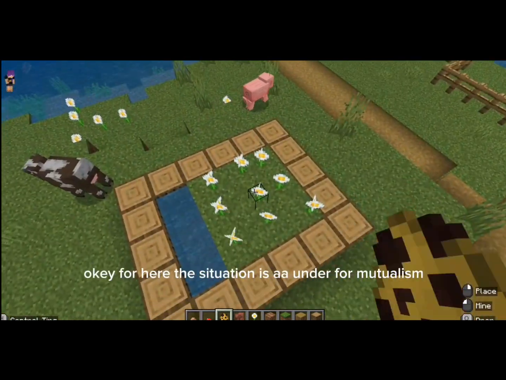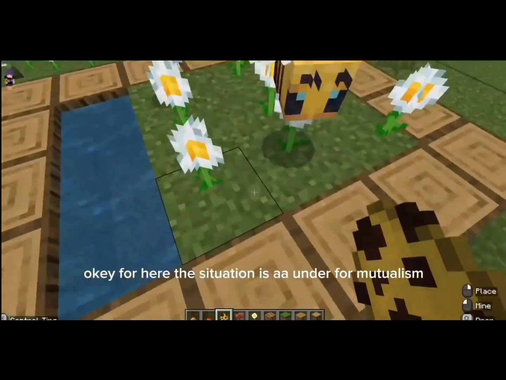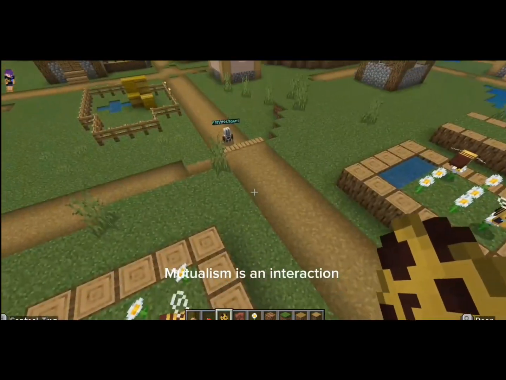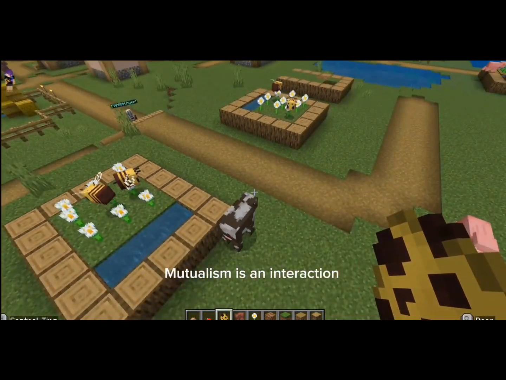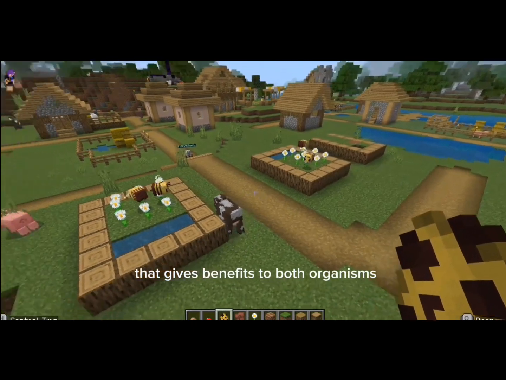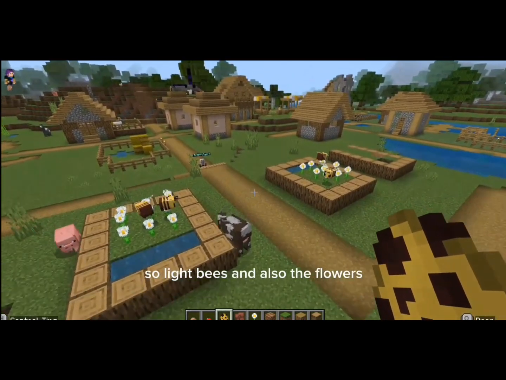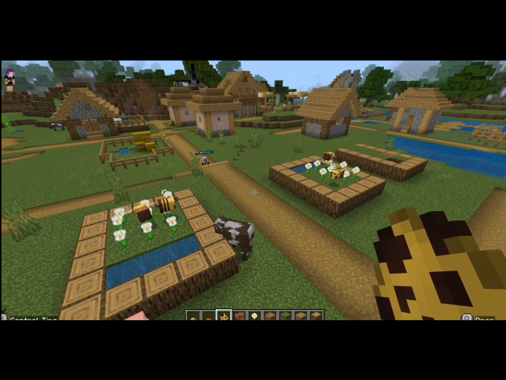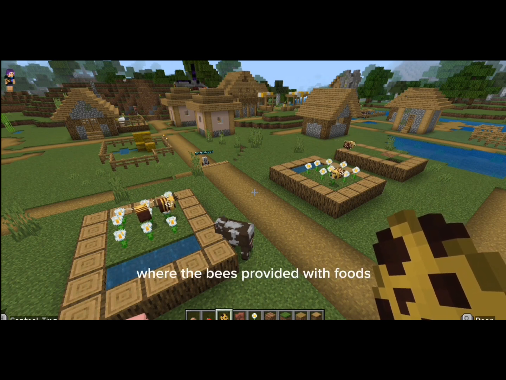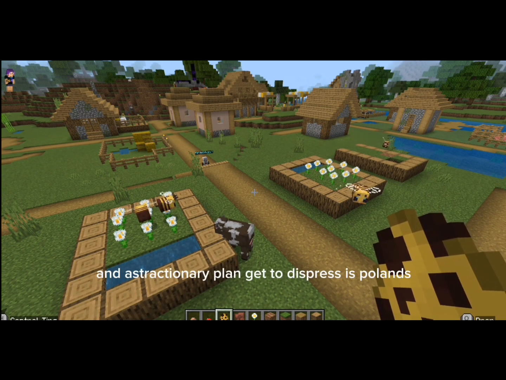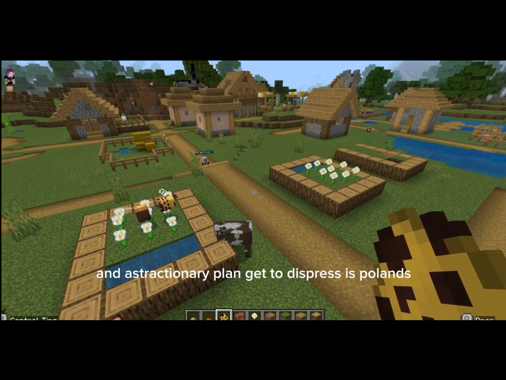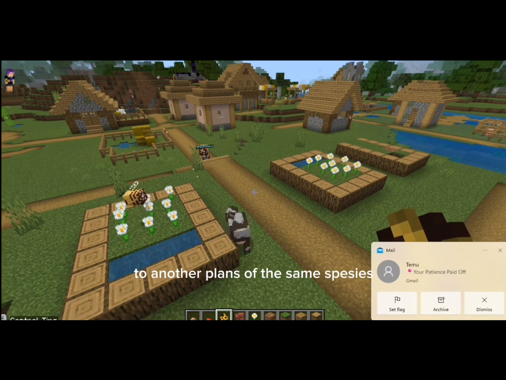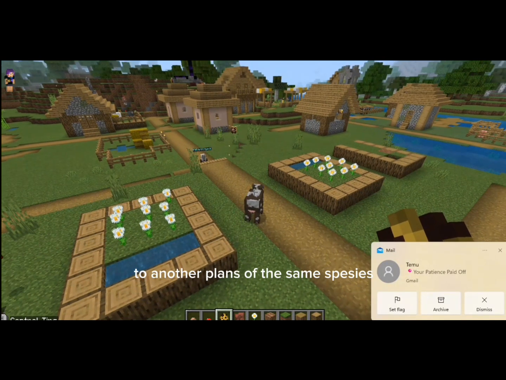Okay, here the situation is for mutualism. Mutualism is an interaction that gives benefits to both organisms. Like bees and also the flowers, where the bee is provided with food and the stationary plant gets to disperse its pollen to other plants of the same species.